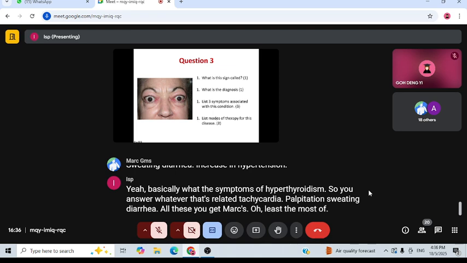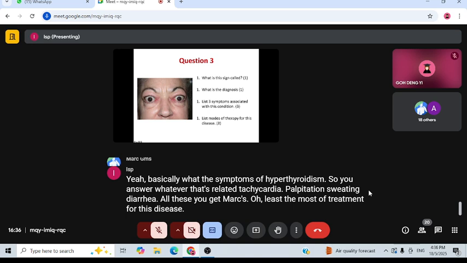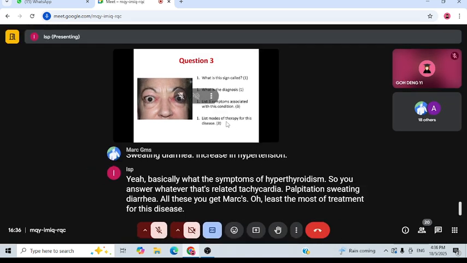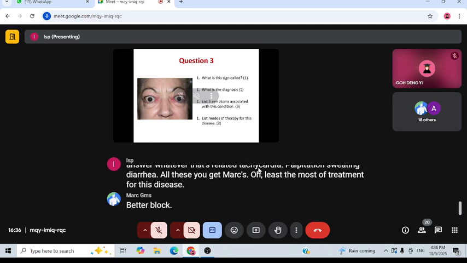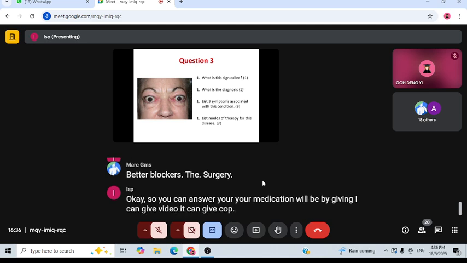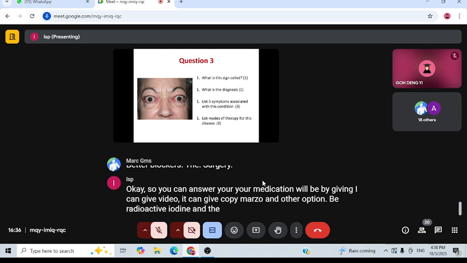List the modes of treatment for this disease. Beta blockers, surgery. So you can answer that medication will be by giving PTU or carbimazole, then the other option will be radioactive iodine, and the last one will be surgery.